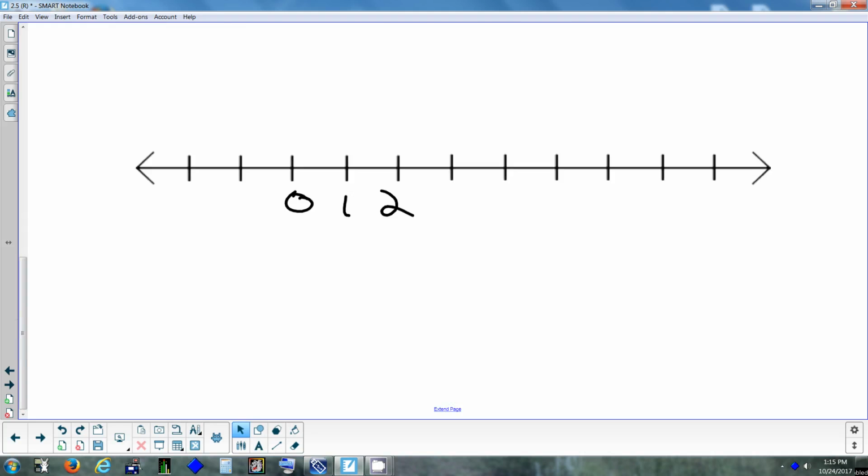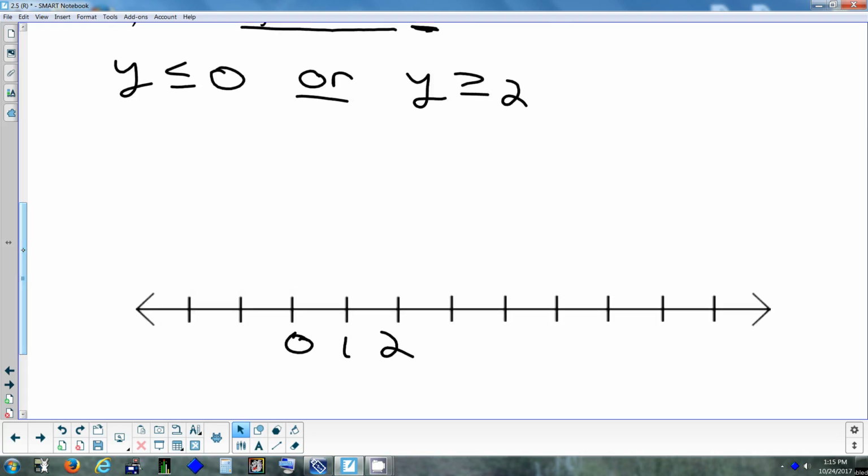Okay, so on your number line, how about Page? What kind of circle on 0? Closed. How about Nathan? What kind of circle on 2? Closed again. I like it.